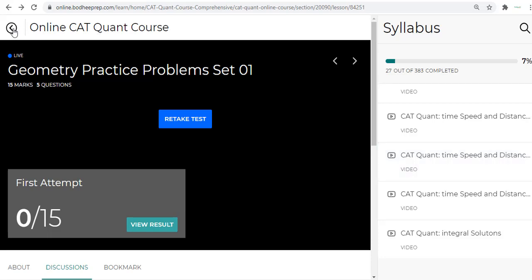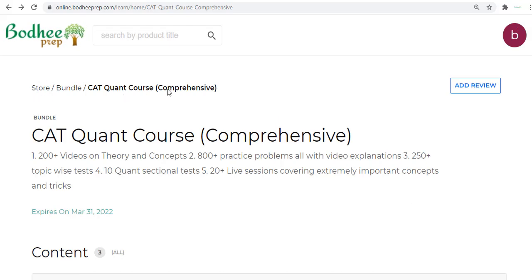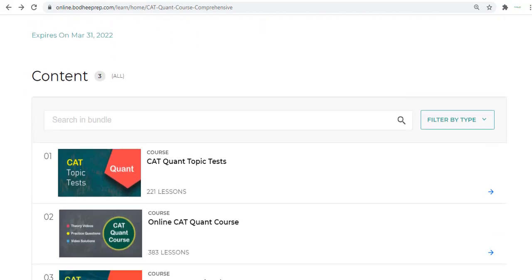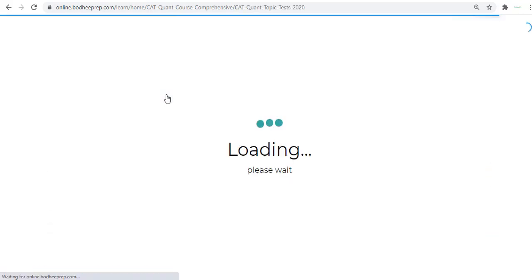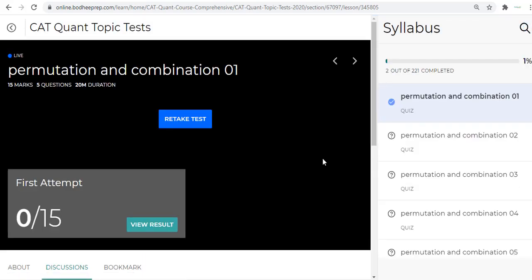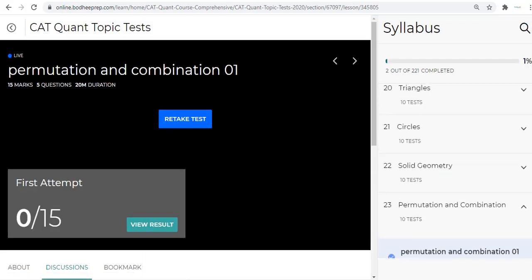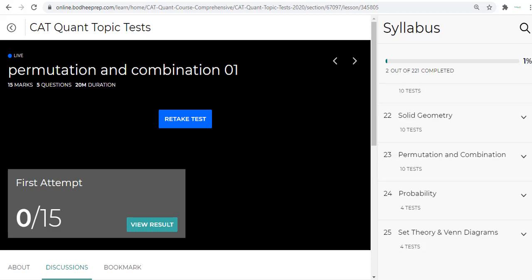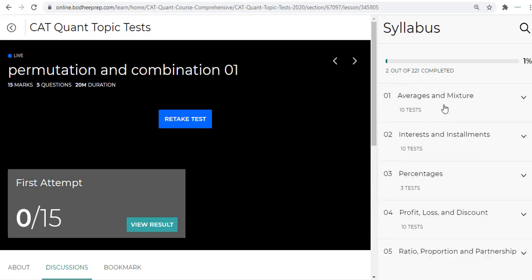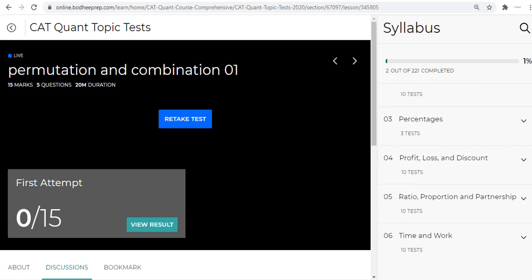And once you have gone through 50 to 60% of the practice questions, then you can think of going to the CAT Quant topic tests. So this is the CAT Quant topic tests. All these questions are in the form of test, and you will see that there are lots and lots of tests. Averages, mixtures, 10 tests. Each test has around 5 to 10 questions. Interest in installments, 10 sets. Percentages, 3 tests are there because not much is there in percentages.